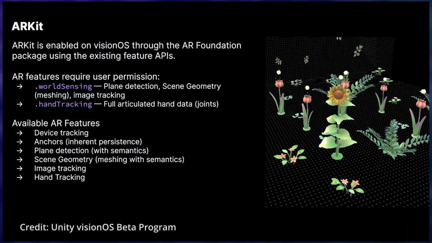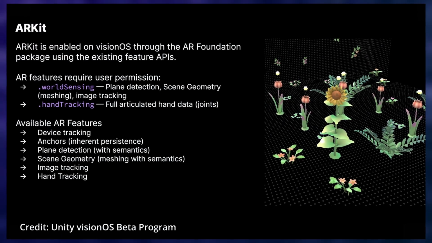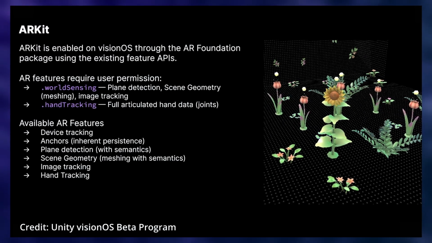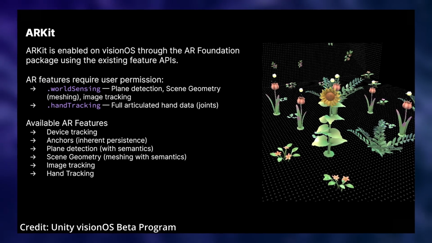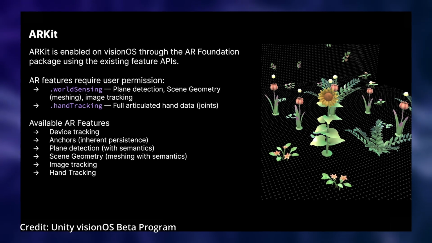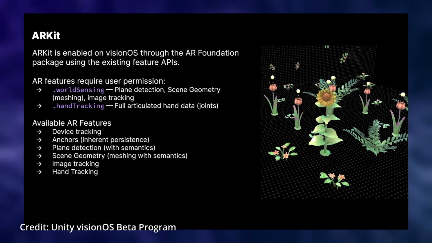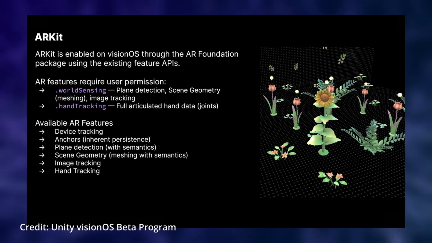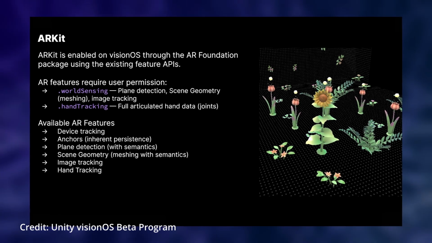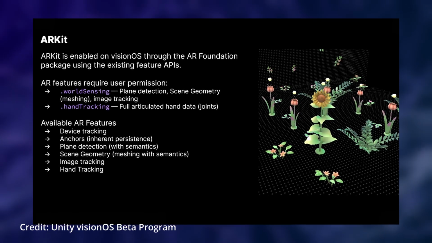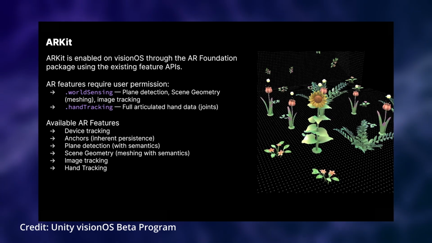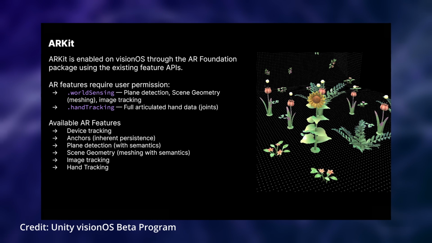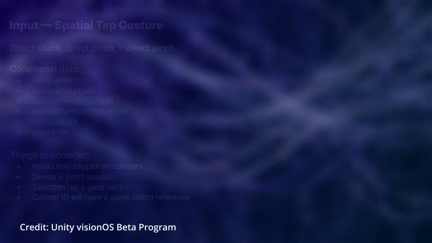With unbounded volumes, we can have all the features we are used to, such as, for example, plane detection, device tracking, image tracking, and hand tracking. There will also be a new feature called World Sensing that allows us to get plane detection, scene geometry, or in other words, scene mesh, and image tracking data. To enable this feature, as well as hand tracking, user permission will be required within the app.